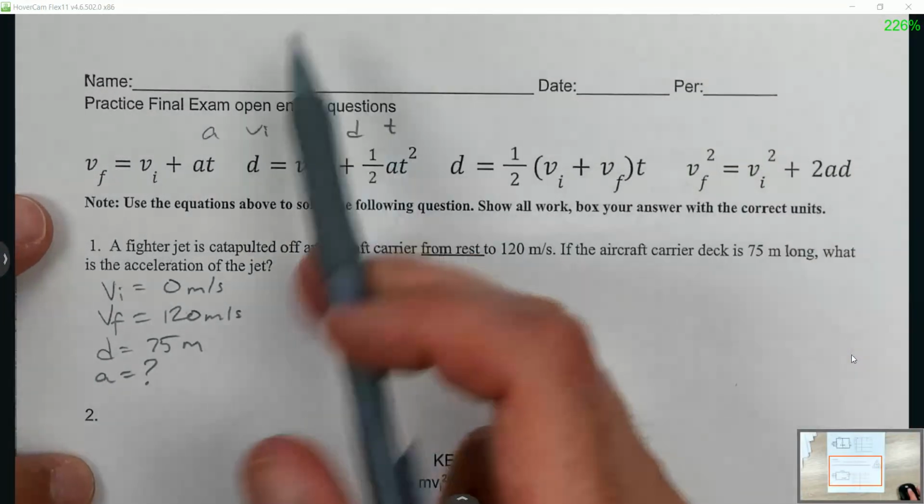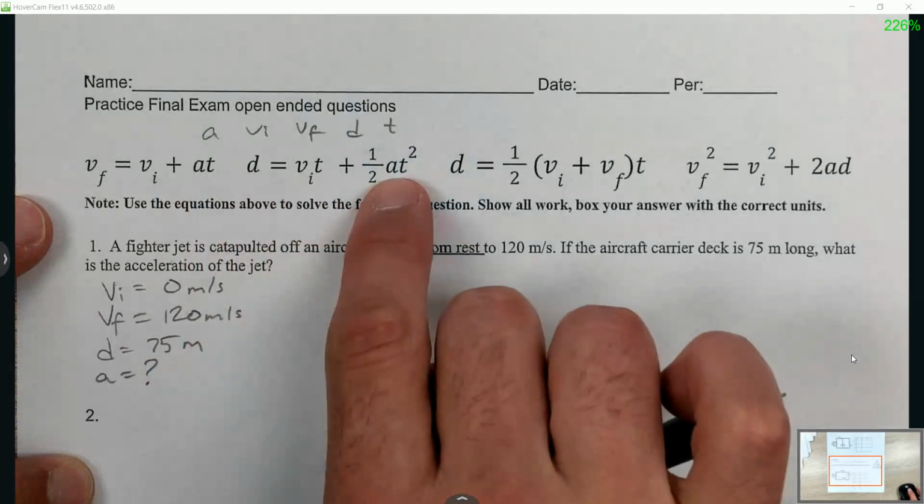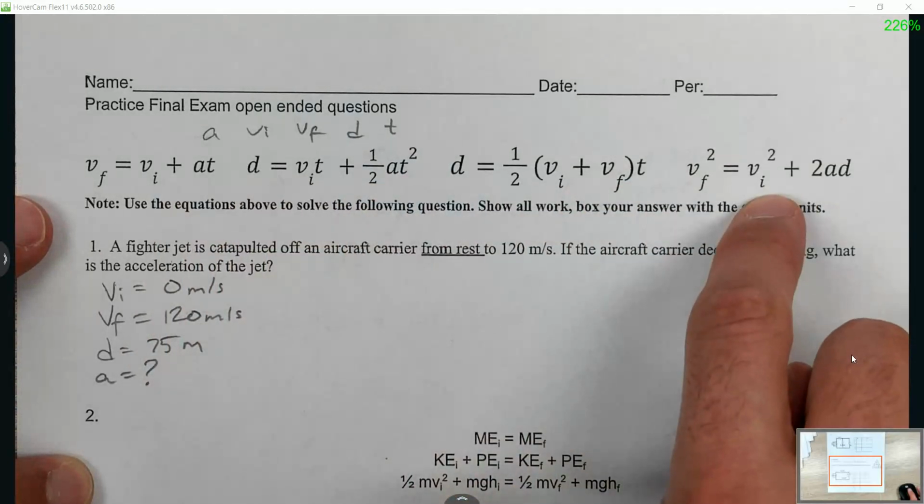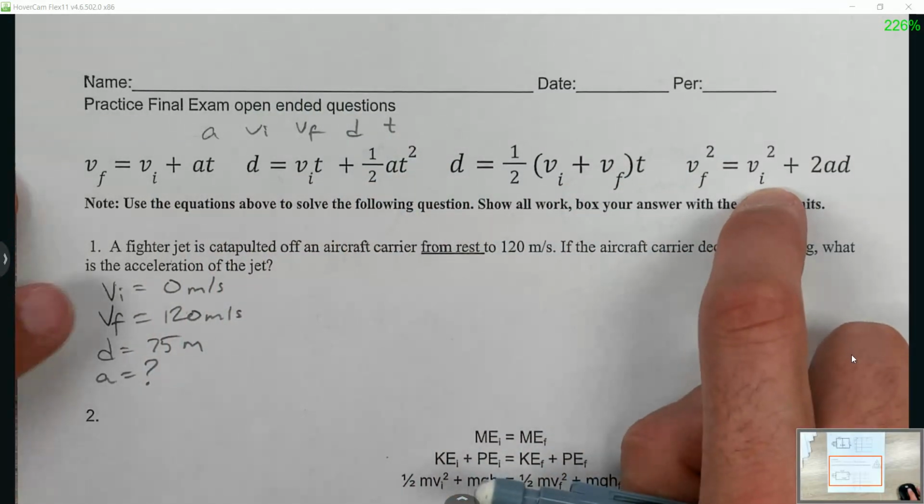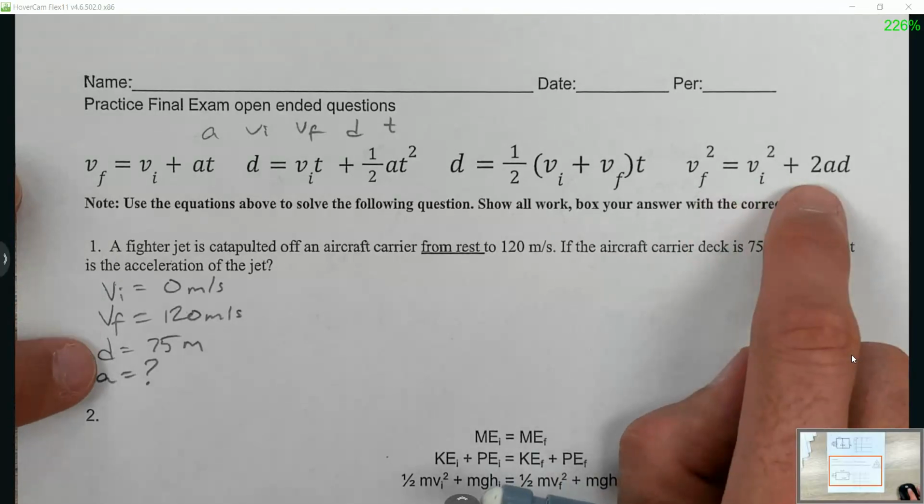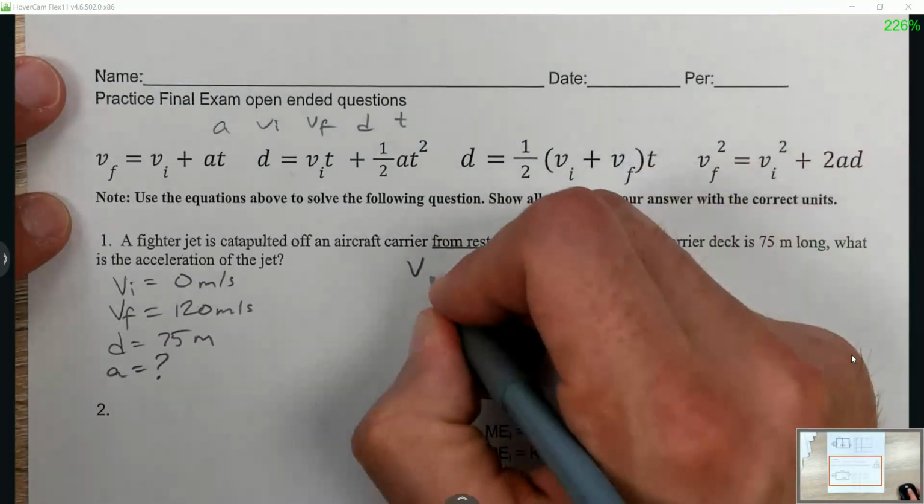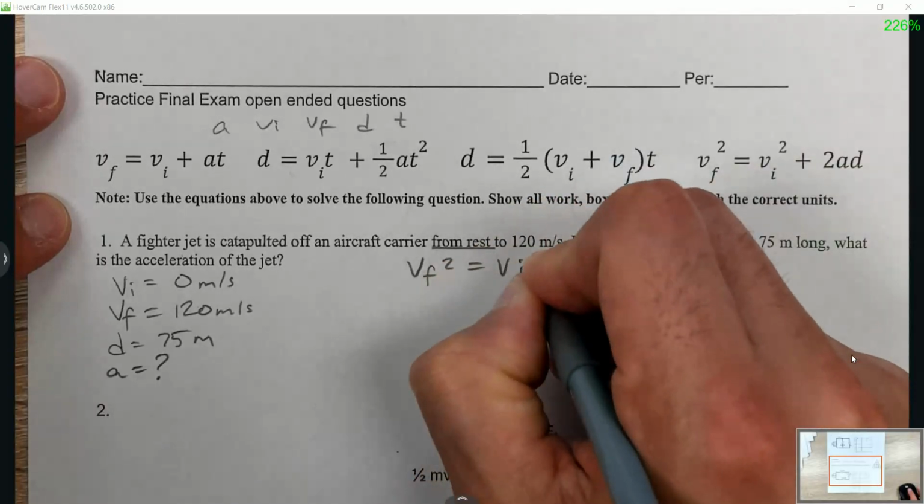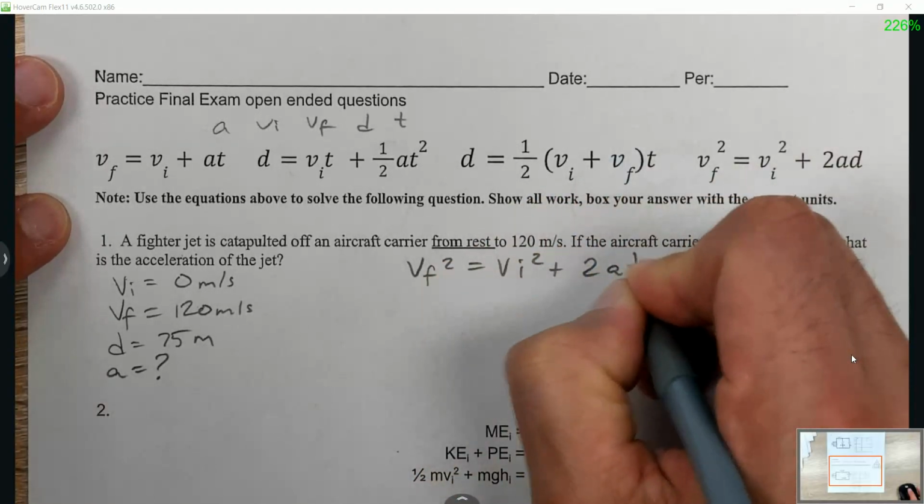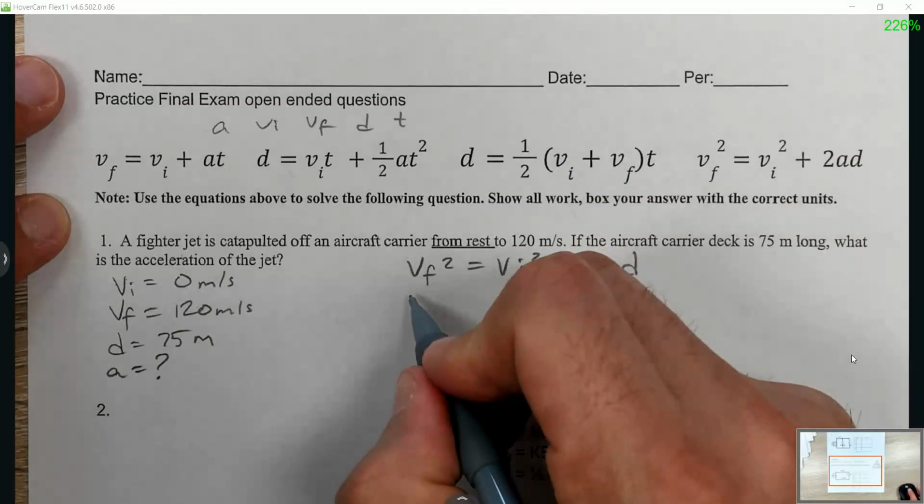So we look for the equation without T. This one doesn't have it. And quick double check, does it have everything else? It has VI, it has VF, it has acceleration and distance. So yes, that is the equation that we're going to use. Write it out. Next thing, fill in everybody where they need to go.